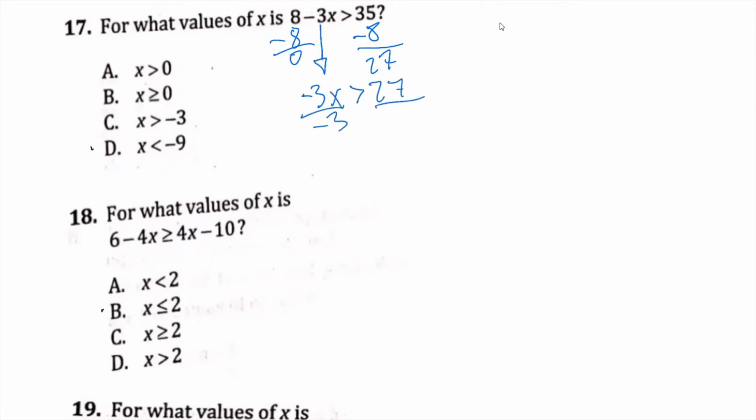Divided by negative 3. So we divided by a negative. So that means my inequality sign is going to flip. So this is going to flip because we're dividing by a negative. So negative 3 divided by negative 3 is just 1. X is less than, right? Flip. 27 divided by negative 3 is just negative 9. And that is how you do it. Final answer, D.